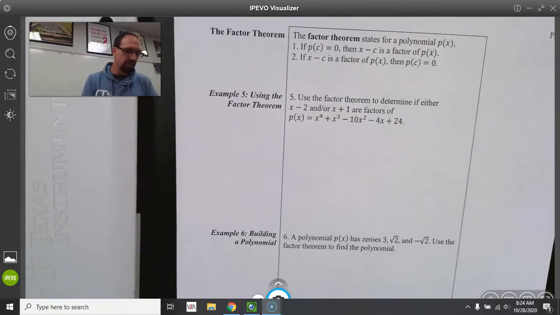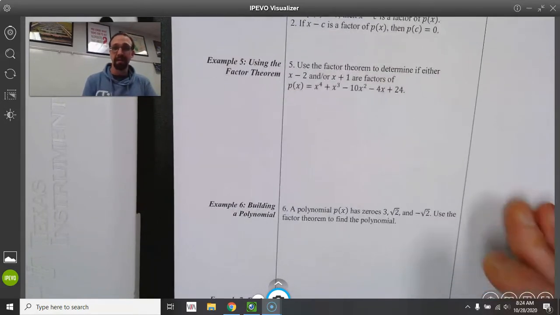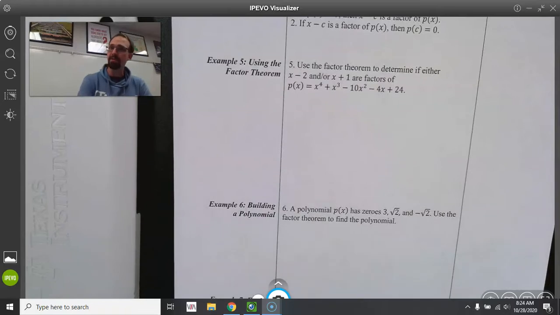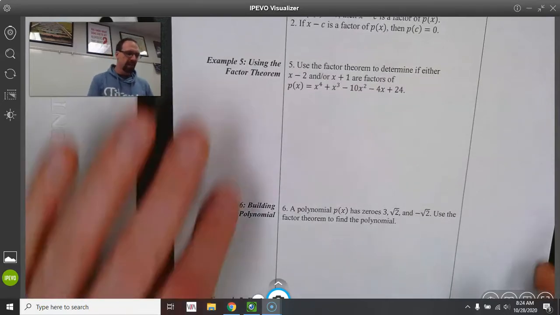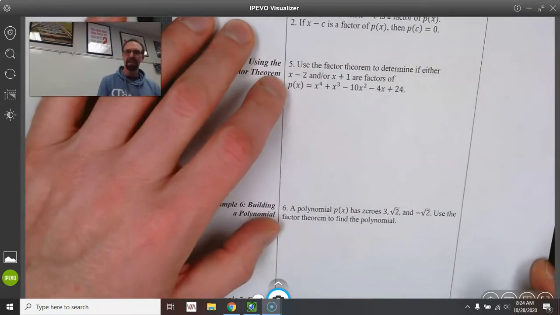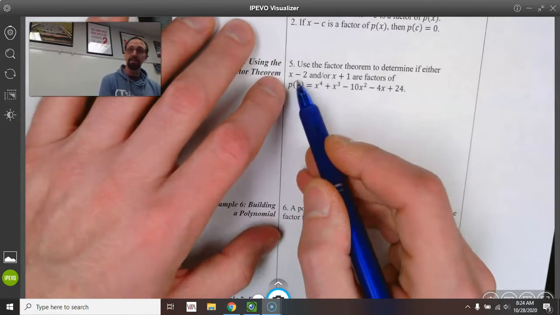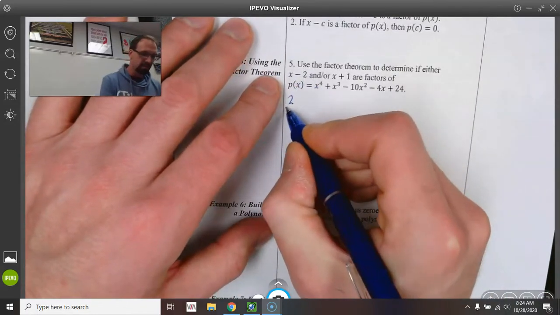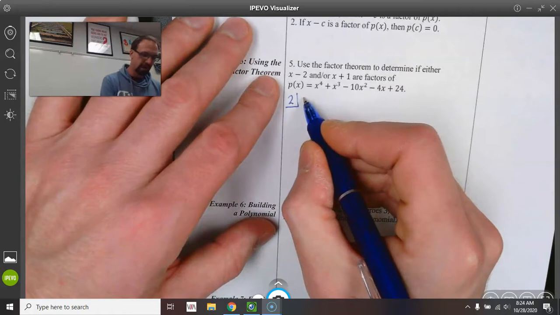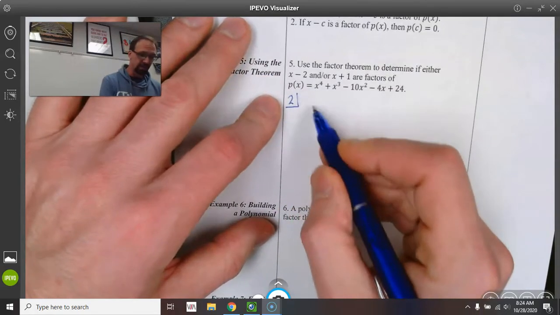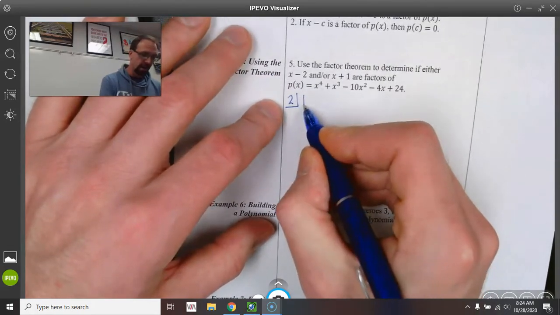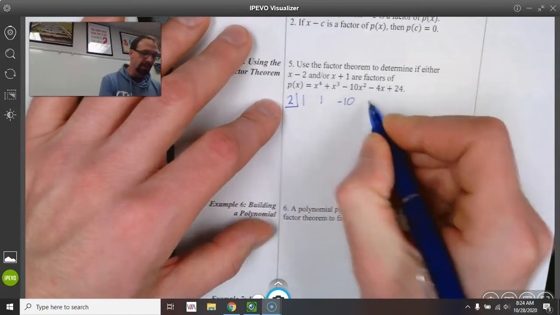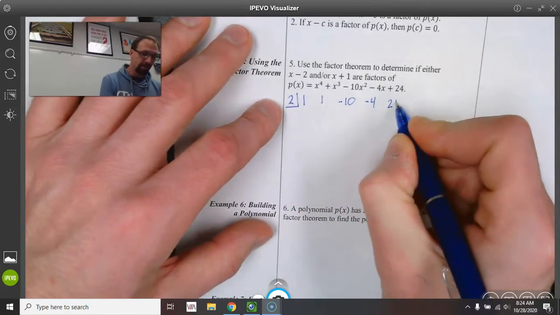So what we're going to do is use the factor theorem and basically say, all right, are x minus 2 and x plus 1 factors of this polynomial? So let's see. Here, I'm going to use synthetic division. And again, whenever we use synthetic division, it's what makes this value 0. I'm going to check 2. So is x minus 2 a factor of this? If we get a remainder of 0, then I know that it is indeed a factor of this polynomial.